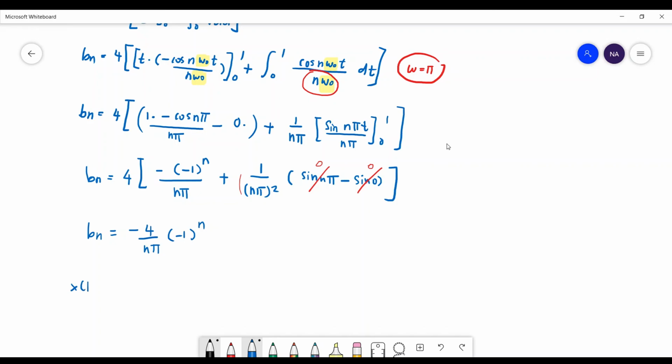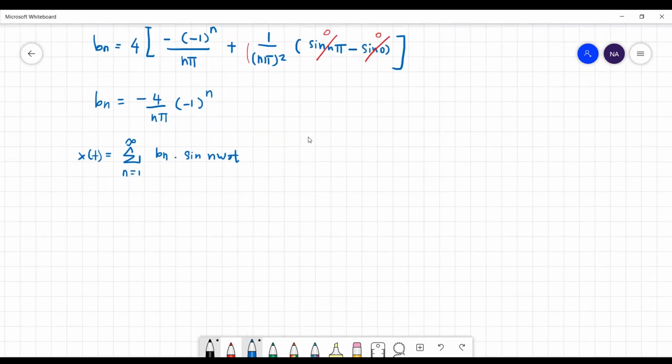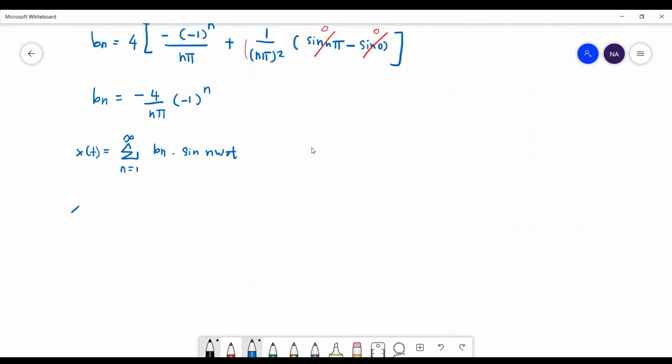So from this you can draw the Fourier series by following the table of Fourier series. So actually the general term is Bn sine n omega t. So you just substitute the Bn value inside this Fourier series of x(t). So you will get Bn is negative 4 over n pi times negative 1 to the power of n, sine n omega naught t. Okay, that's all. Good luck.